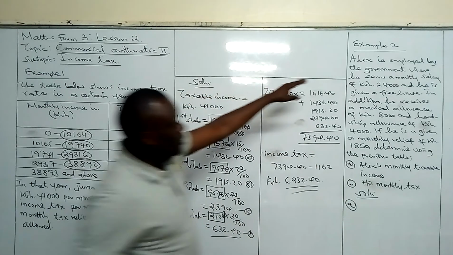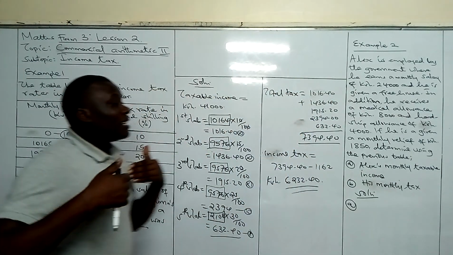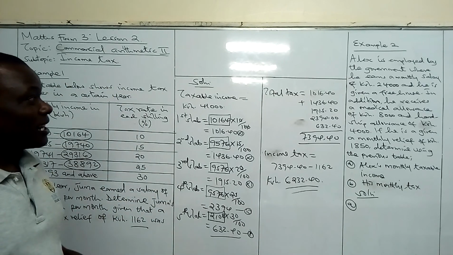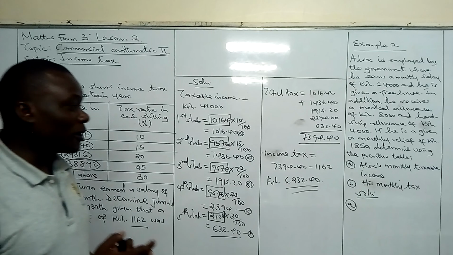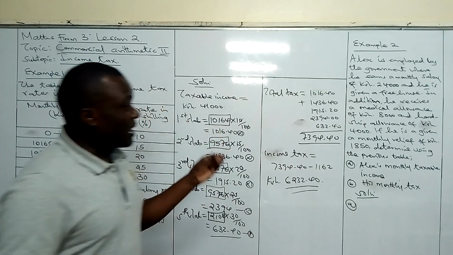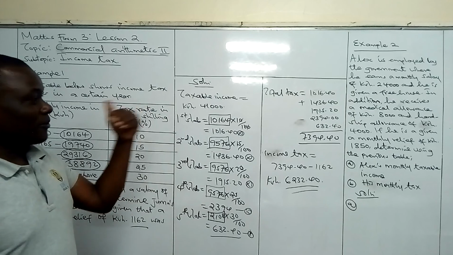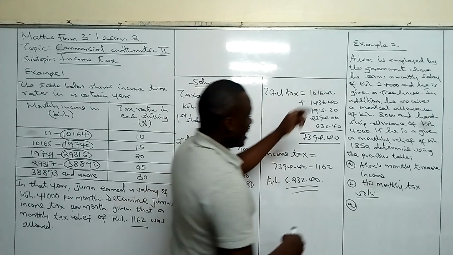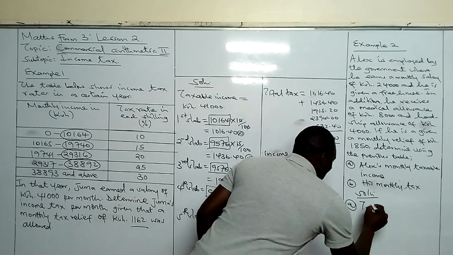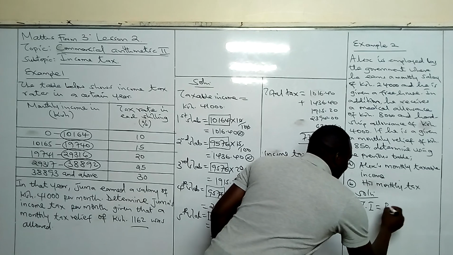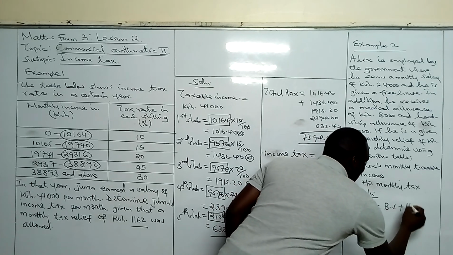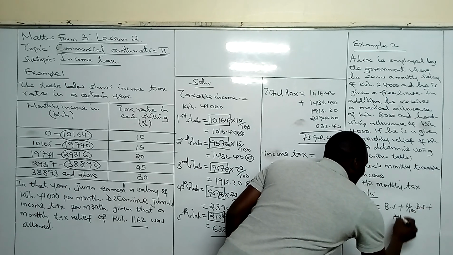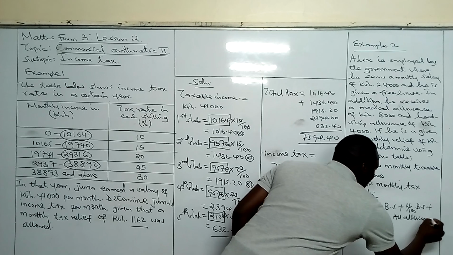In this particular question, we have been given that Alex was given a free house. And in our previous lesson, I said that for you to be able to obtain taxable income when somebody has been given a free house, you must find 15% of the basic salary, you add it to the taxable income. So in this case, my taxable income will be the basic salary plus 15% of the basic salary, then plus all the allowances. That's what I said earlier.